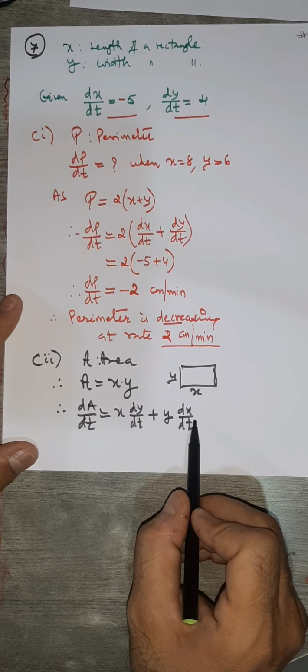Now we know everything. What is x? In both the sub questions, this is given to you, 8. What is dy by dt? You know. What is dx by dt? You know. What is y? That is 6. Place here. So that's your required change in the area, which would be again centimeter square per minute. Just put the values and simplify.